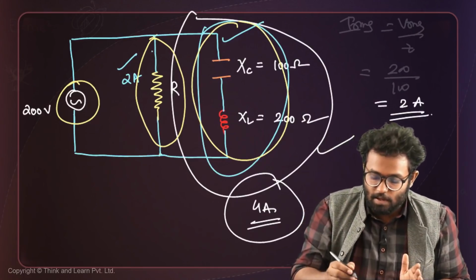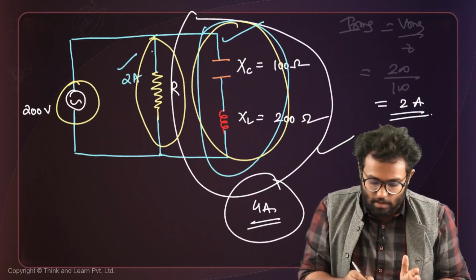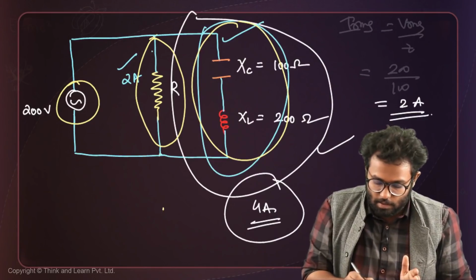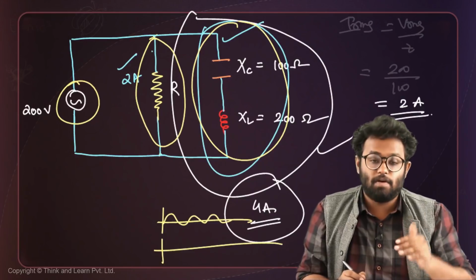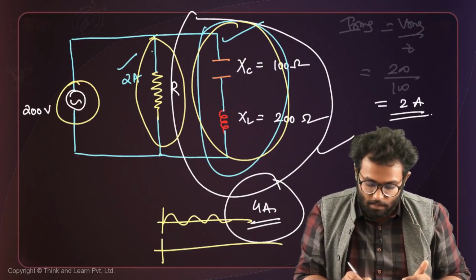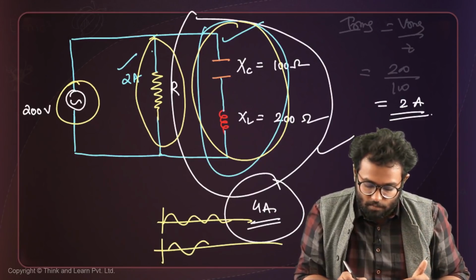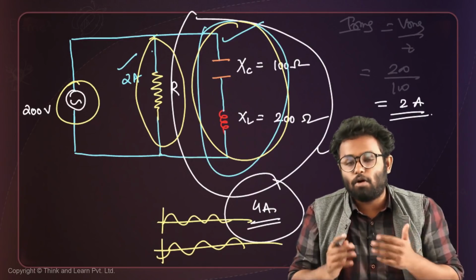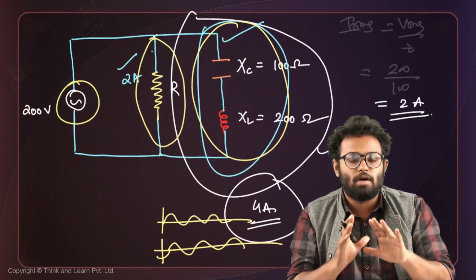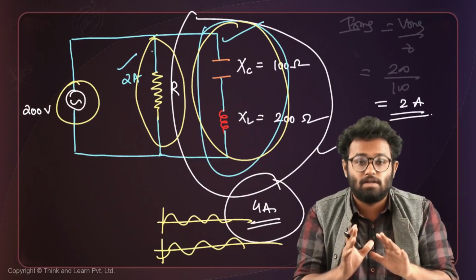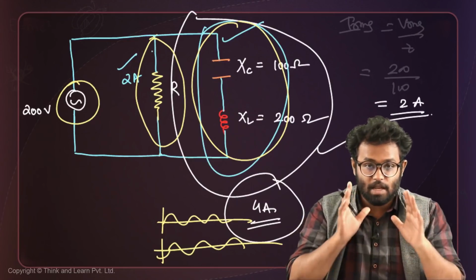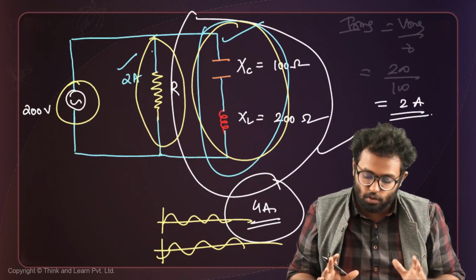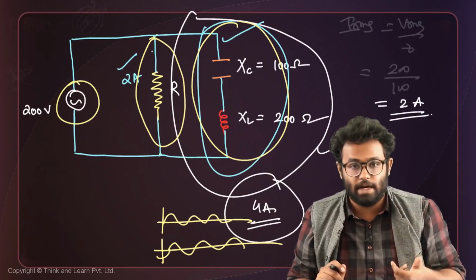That means that if the current in the resistance branch is going like this, the current in the other branch, the one that has the capacitor and the inductor, might not start from 0, it might start from somewhere here. It's possible. So there's a phase difference, and you cannot add the RMS currents the way you add currents in your DC circuits. Be very clear about that. So what do you do? You draw a phasor diagram.